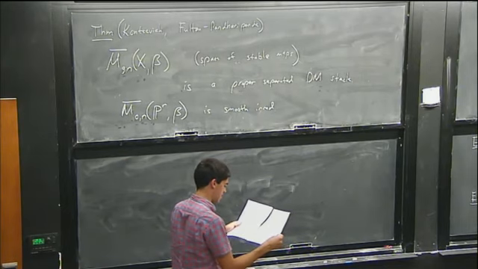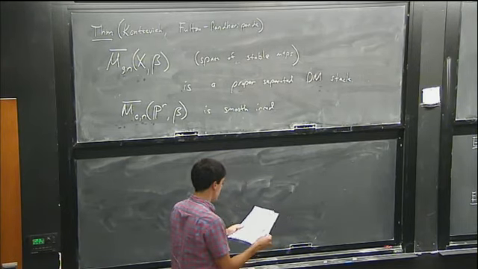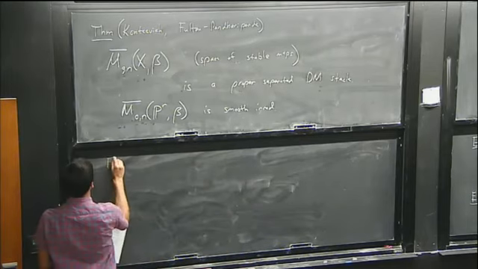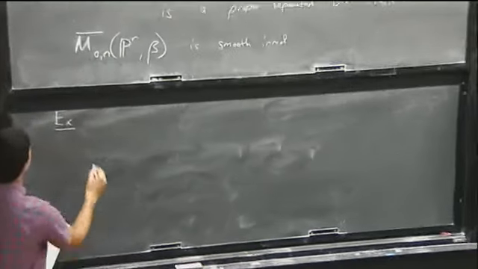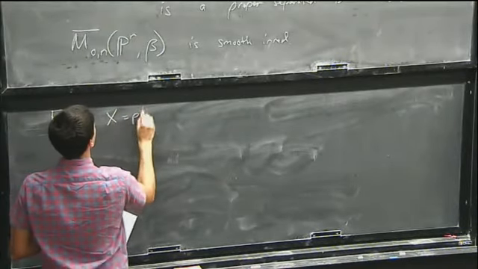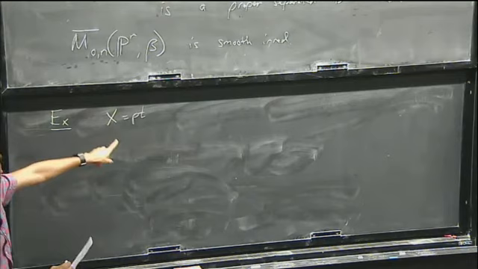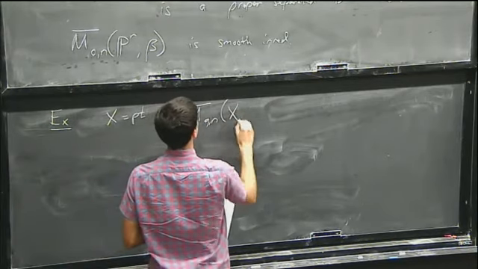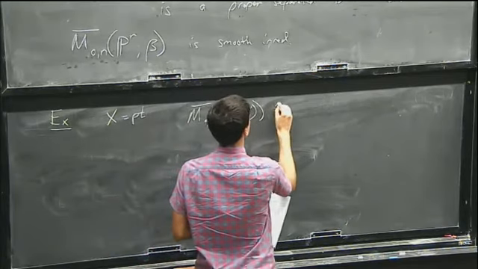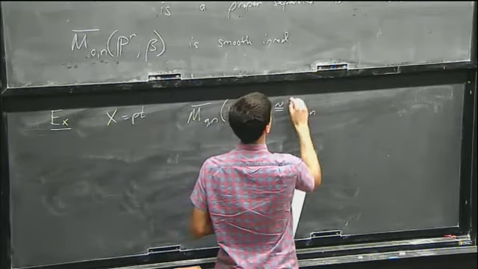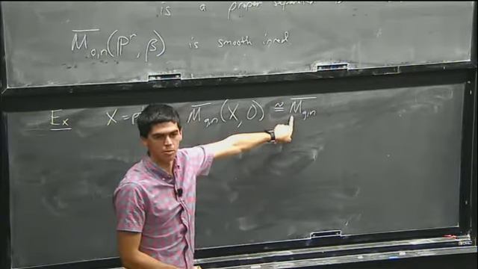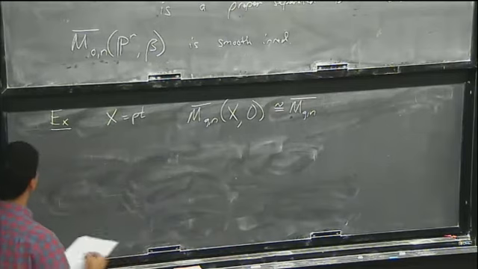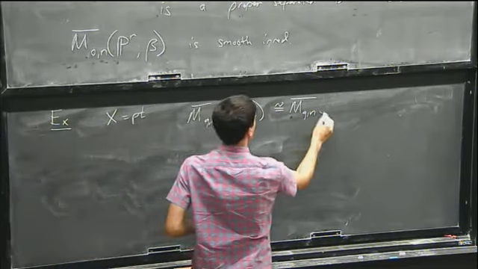Okay, so I see that I'm almost out of time. An example of this, just to show that we recover more classical things, is if X is a point, then this space is nothing but M-g-n bar, the Deligne-Mumford compactification of the space of marked Riemann surfaces. So something that lots and lots of people can get excited about.